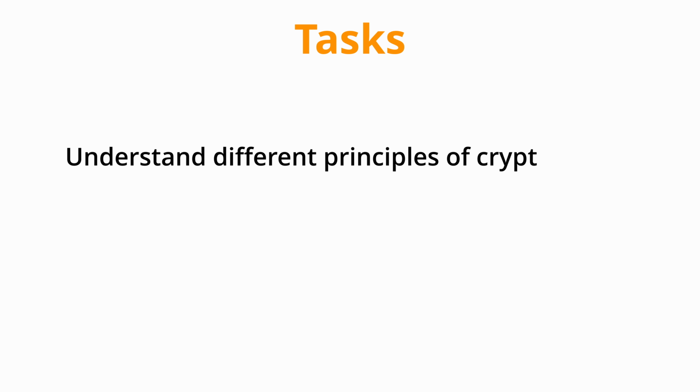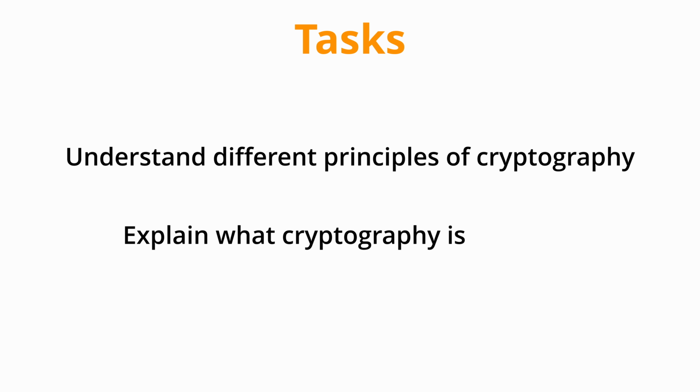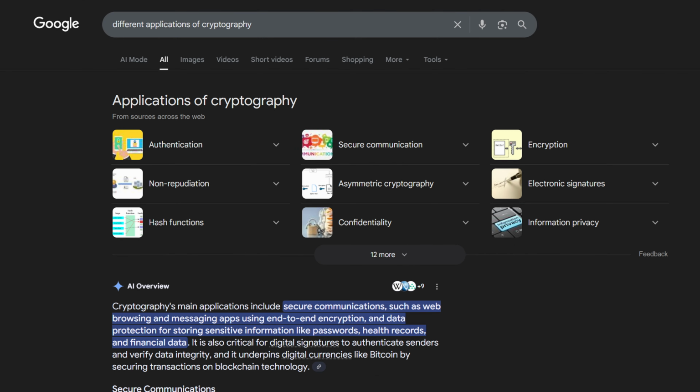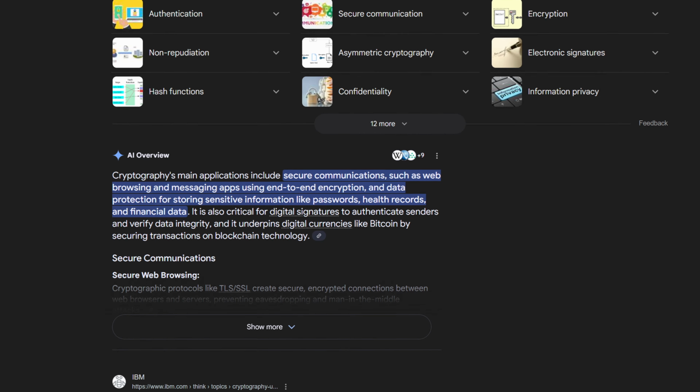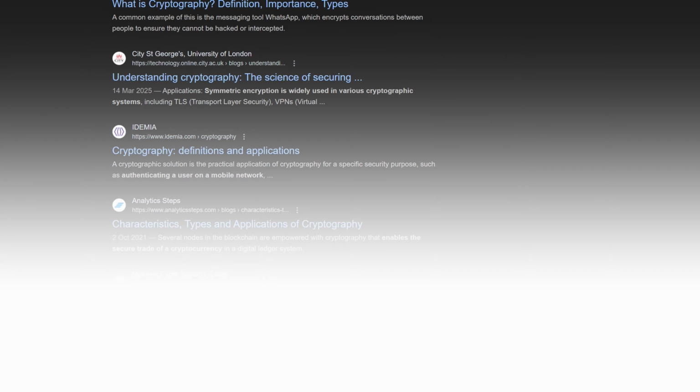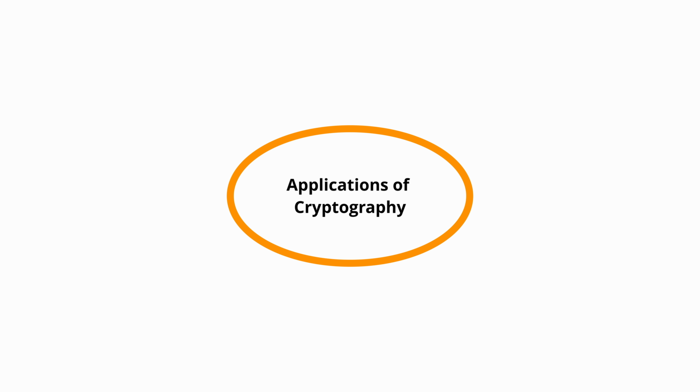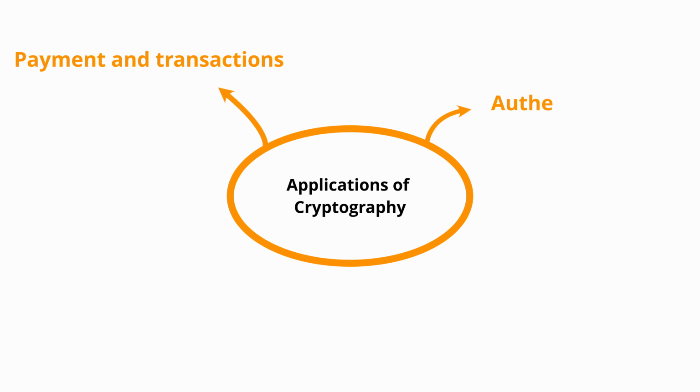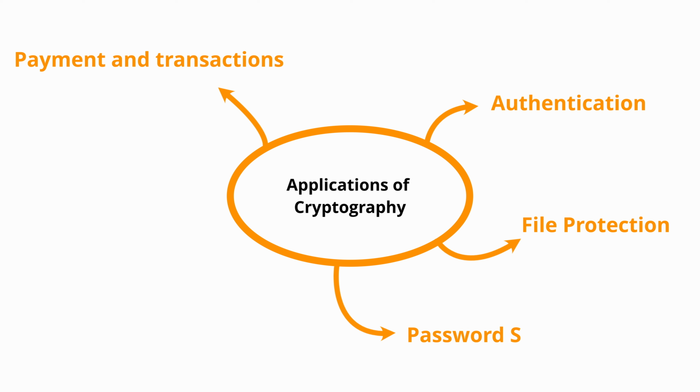Once you've covered the principles, you need to explain what cryptography is used for. You can research specific methods by looking into the different applications of cryptography. To help you get started, here are some common categories where cryptography is applied. Payments and transactions, authentication, file protection, password security, and finally, digital content protection.